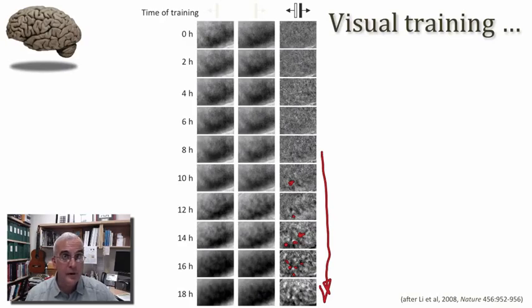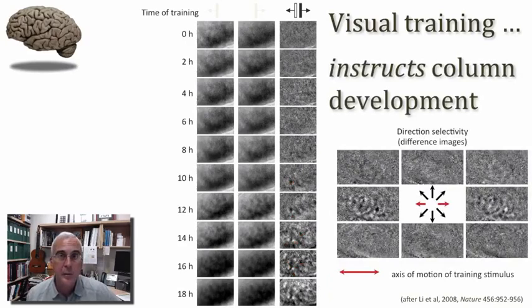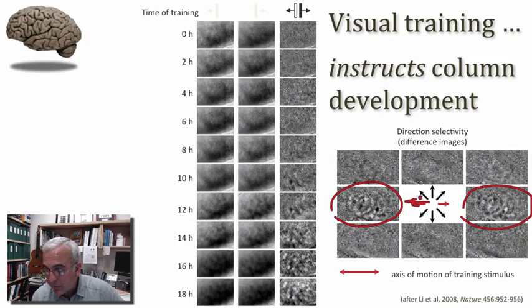So what was especially remarkable to us is that at the end of the experiment, when we tested these animals for their responses to all possible directions of motion, what we found is that the differentiation of direction domains was really only present along the axis of motion that was used for training purposes. So this provides perhaps some of the best evidence that we know of in the field of neuroscience that visual experience can actually instruct the development of circuits in the cerebral cortex.